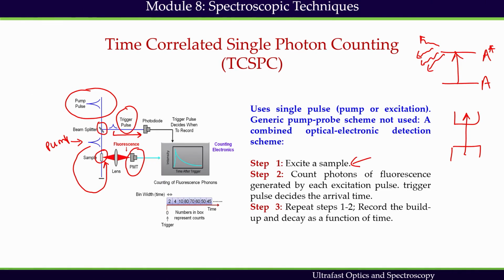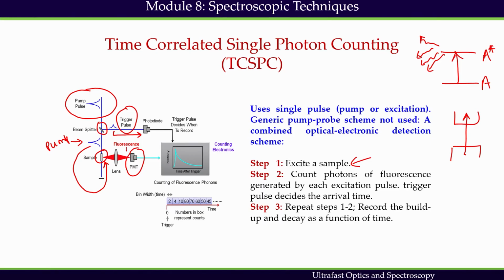A very small portion of each excitation pulse, called the trigger pulse, is picked up by a beam splitter and sent to a photodiode to create an electrical signal that decides time 0. Then arrival times of fluorescence photons are measured electronically with respect to this 0 time. Therefore, TCSPC uses a purely electronic detection scheme.